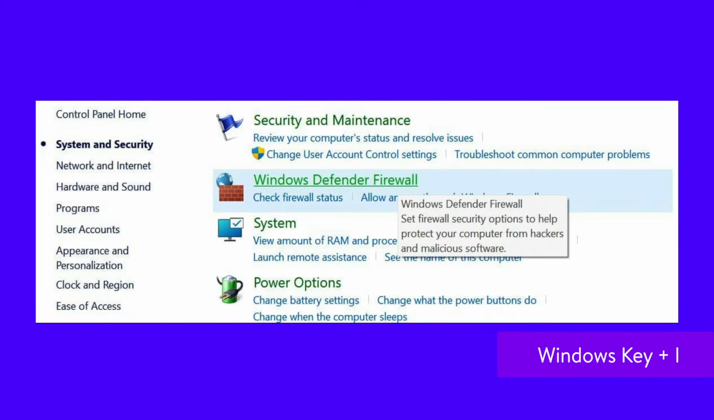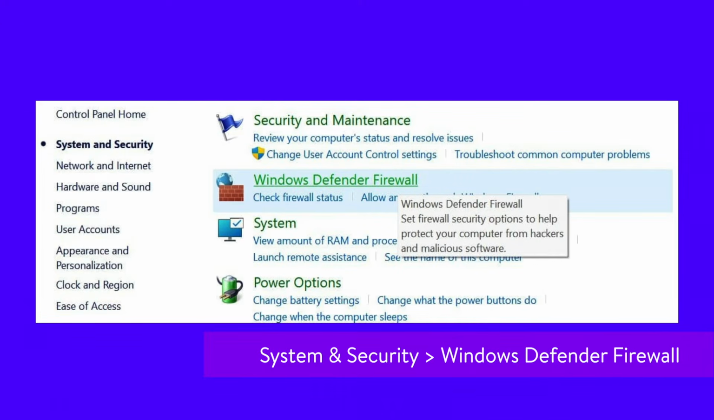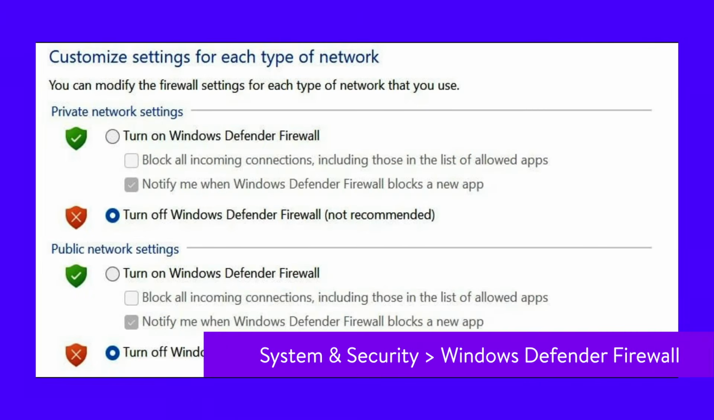To do this on Windows, head to your Control Panel by pressing the Windows key plus I. Here, click on System and Security, then Windows Defender Firewall. From the menu on your left, click on Turn Windows Firewall on or off.